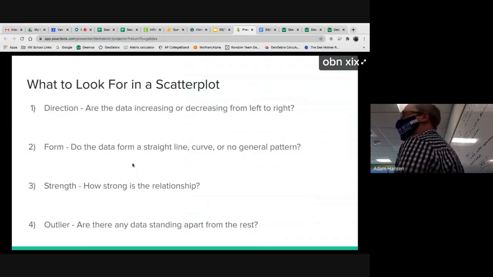In looking at a scatter plot, here are the 4 things we're looking for. I've got them written out on this back wall here. What to look for when describing the relationship between a set of bivariate data, y versus x, or in the case of the scatter plot that came before, weight versus height. Direction. Are the data increasing or decreasing from left to right? In other words, is there a positive association or a negative association?